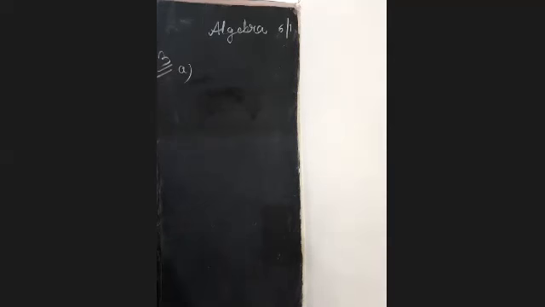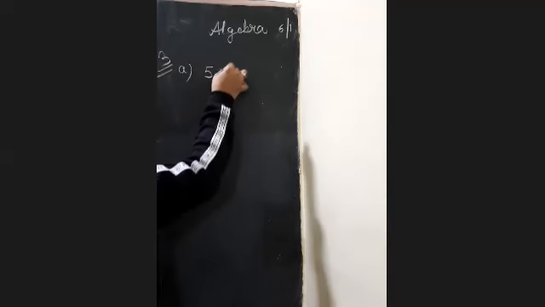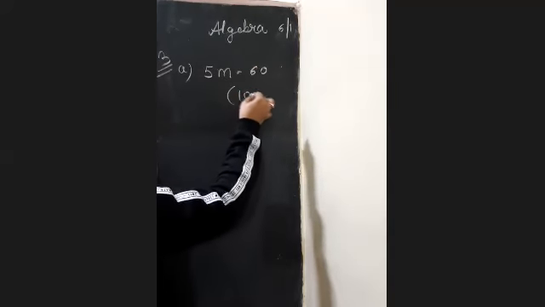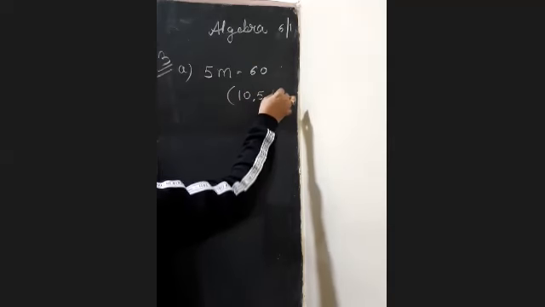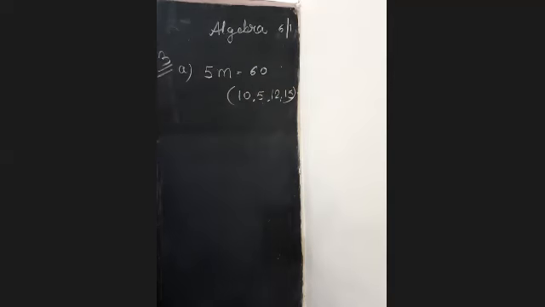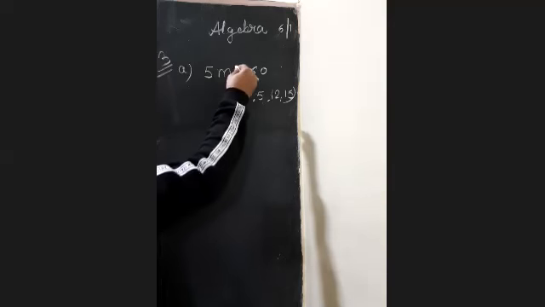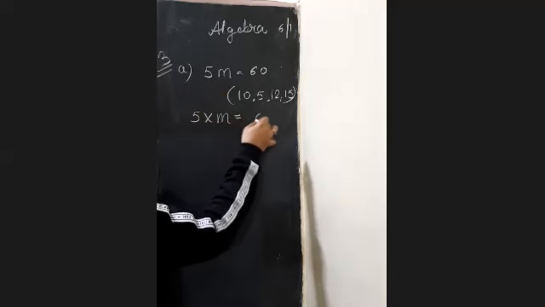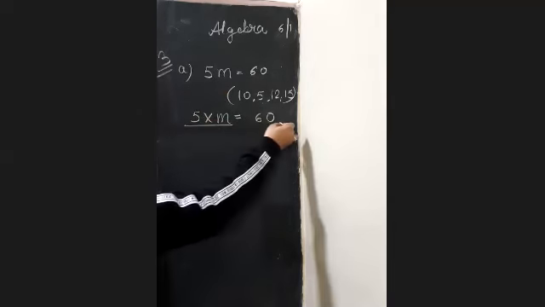Number A. In question number A, it's telling us 5m is equal to 60, and the values given here are 10, 5, 12 and 15. The question is asking us to tell which one value satisfies this equation, while the others do not. We have to show how they are not satisfying it. For example, 5m means 5 into m. So we need 5 into m to be equal to 60.